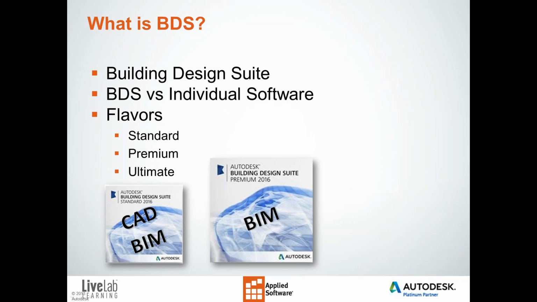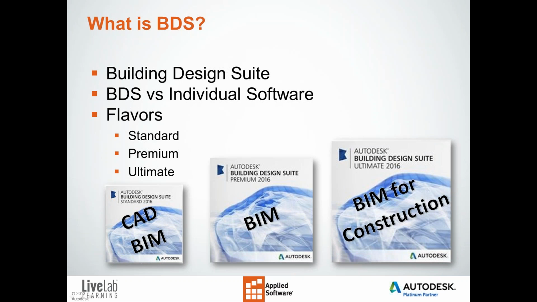With the Premium Edition, this is ideal for architects and designers. You get all the features in Standard, plus powerful BIM tools like Revit and additional visualization tools. And finally, the Ultimate Edition is ideal for construction professionals. You get all the features in Premium and Standard, plus an advanced set of tools for 3D building design and construction. It is the only package that includes Navisworks Manage, the most popular clash detection tool used by contractors.